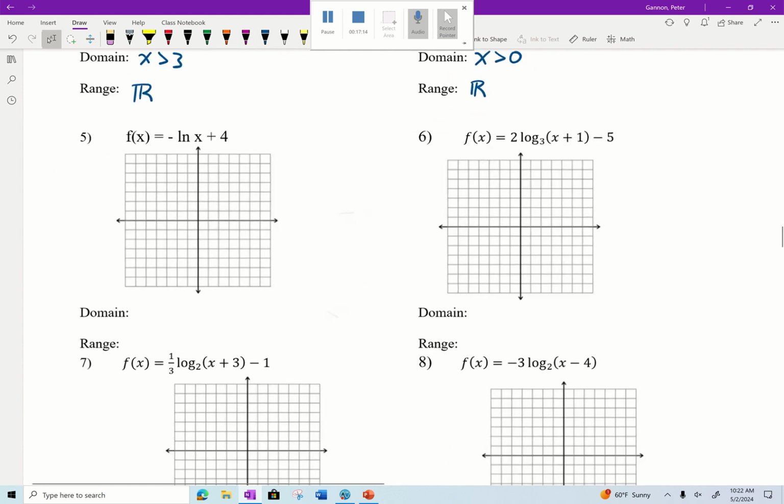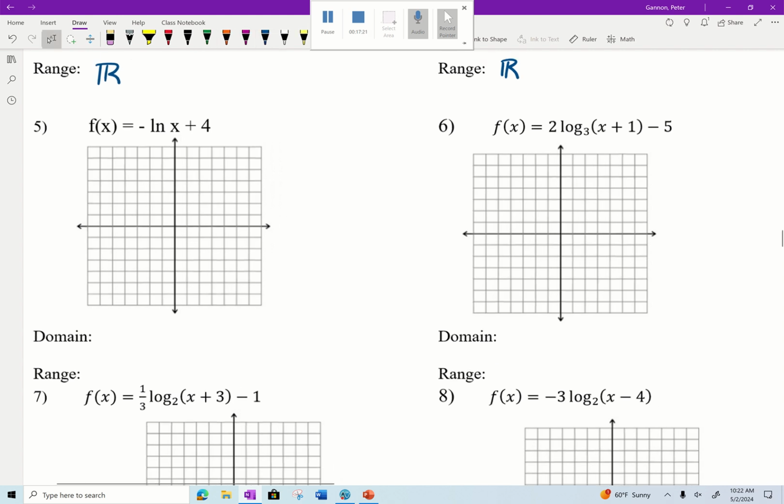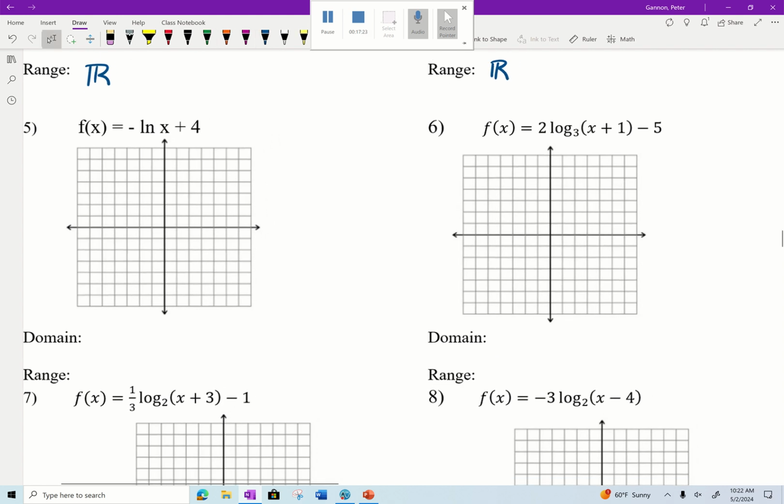All right, we got a few more. So for number 5, this one's a little different because now we're looking at natural log. So we're still going to find A, B, H, and K. A is -1. Now the base here, when it's natural log, you've got to remember the base is e, which is about 2.72. H is 0, K is 4.